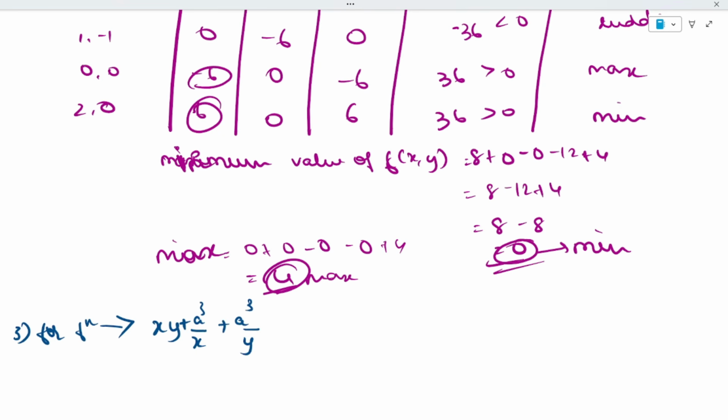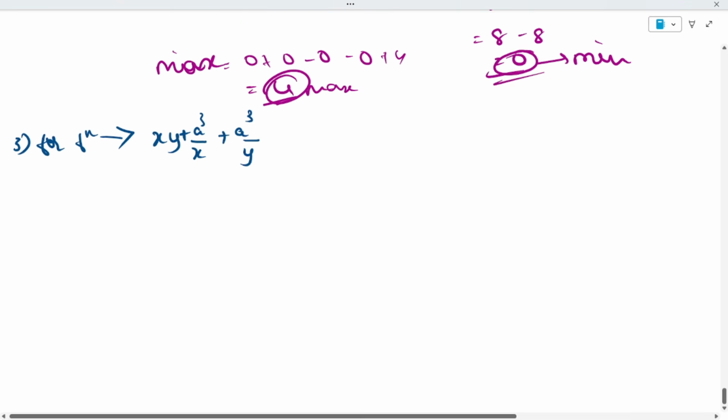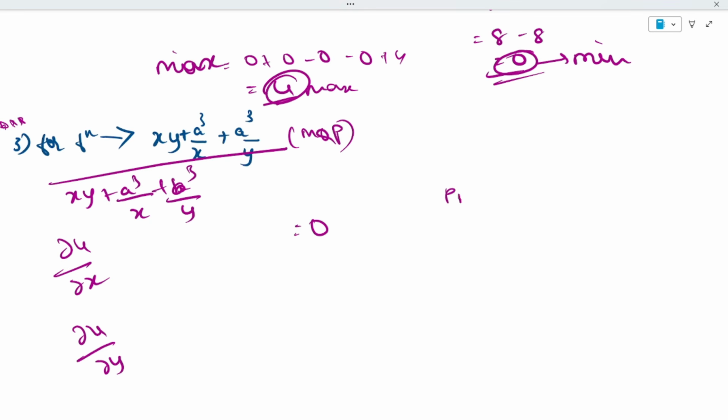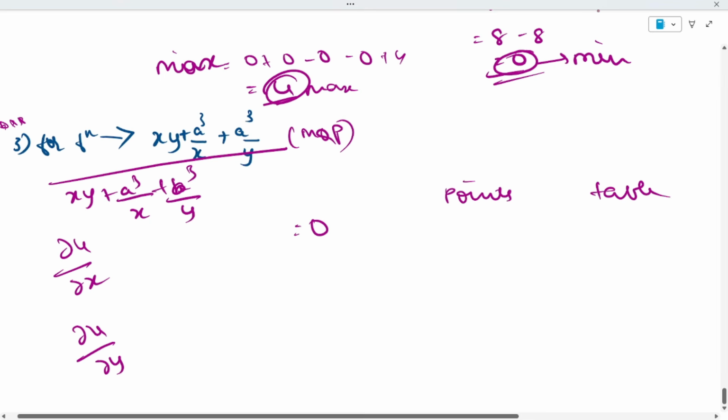This is the maximum. The same way, this is in the model question paper. It is also one of the important ones. You can solve this question, that is the same, considering x, y plus a cube divided by x plus a cube divided by y that they have given. You should partially differentiate with respect to x, with respect to y, and whatever answer we get, you have to equate it to 0. Then you have to find out the points, then the table. These are the steps you have to follow.